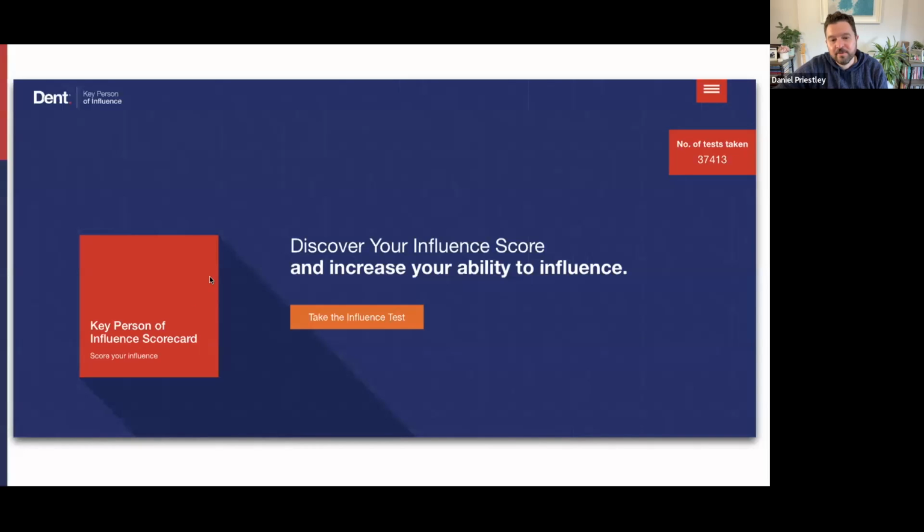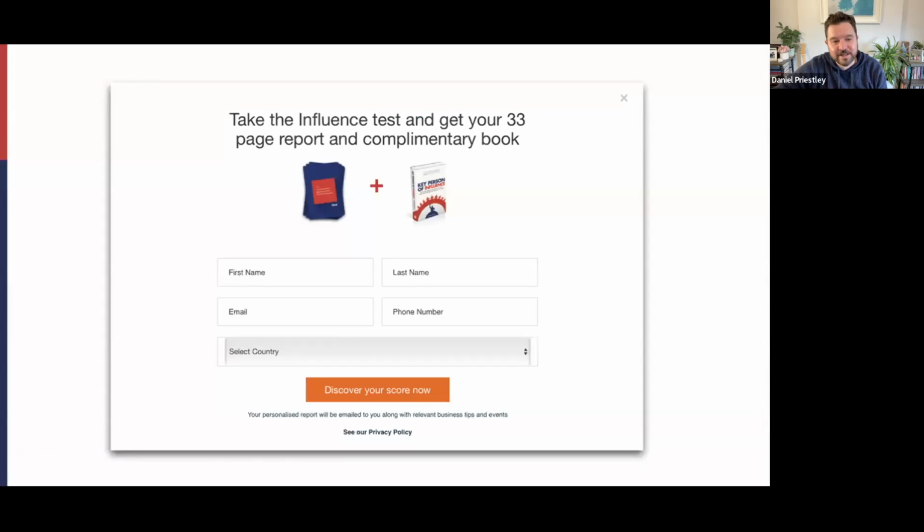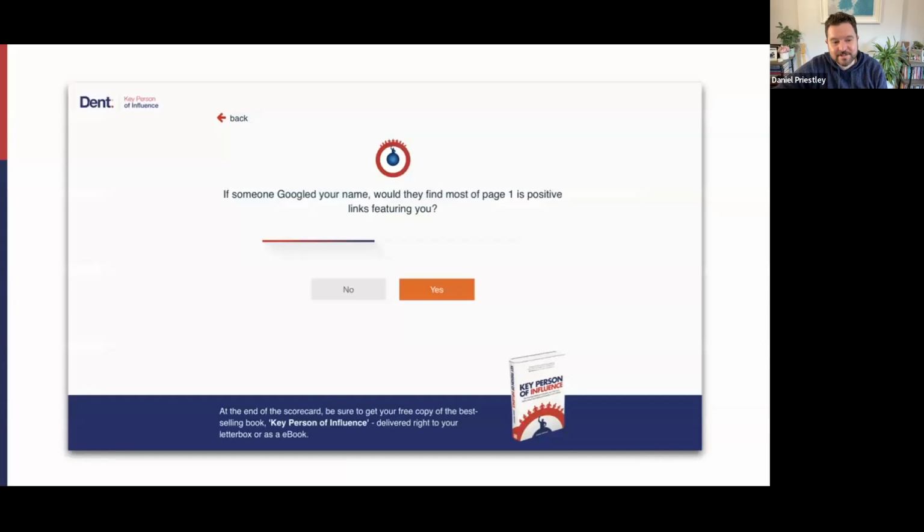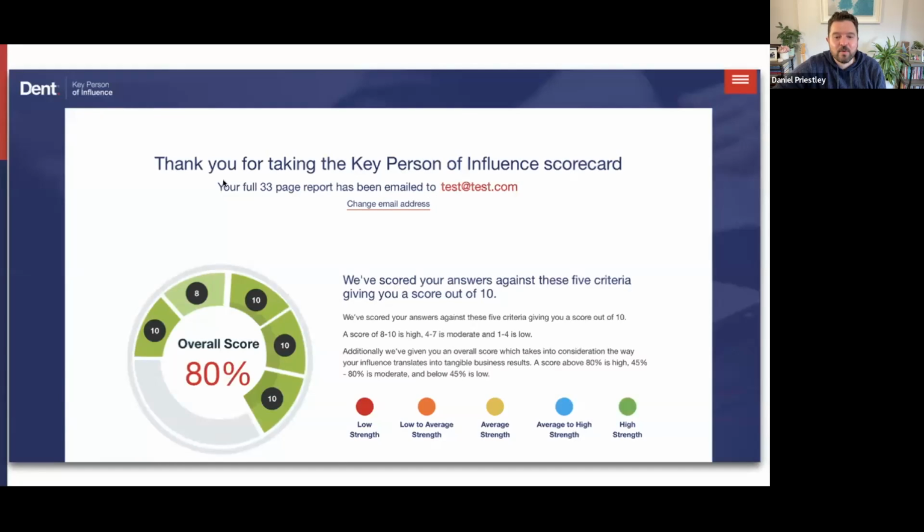So how does it work? People go to the landing page and they say, yep, I'm going to take my scorecard. They fill in their details. They answer a series of yes or no questions, could be 10 to 50 questions. And then they get a report that tells them a bit about themselves and what they need to do to improve. This is a super powerful way to do this.